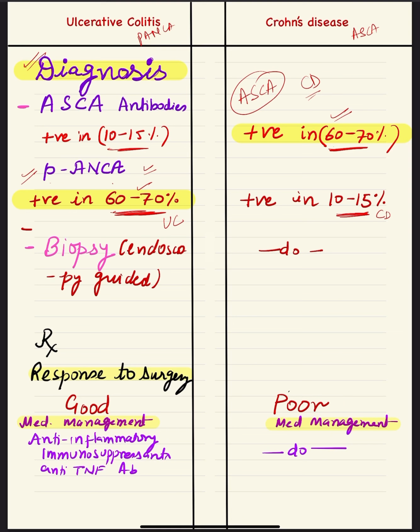Now, biopsy is needed for the diagnosis. So an endoscopic guided biopsy is done, and all the microscopic features that I told you, the differences, will be seen. Now for the treatment, ulcerative colitis shows better response to surgery than Crohn's disease, and medical management is almost the same in both, which is anti-inflammatory drugs, immunosuppressants, then immunomodulators like anti-TNF antibodies. So these were all the differences and similarities between ulcerative colitis and Crohn's disease.